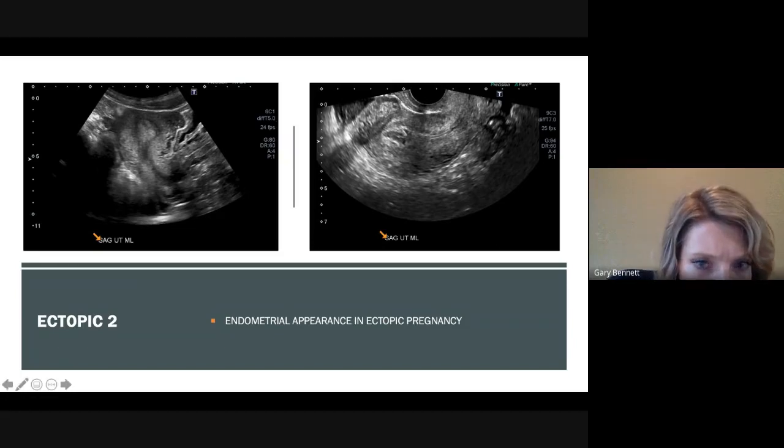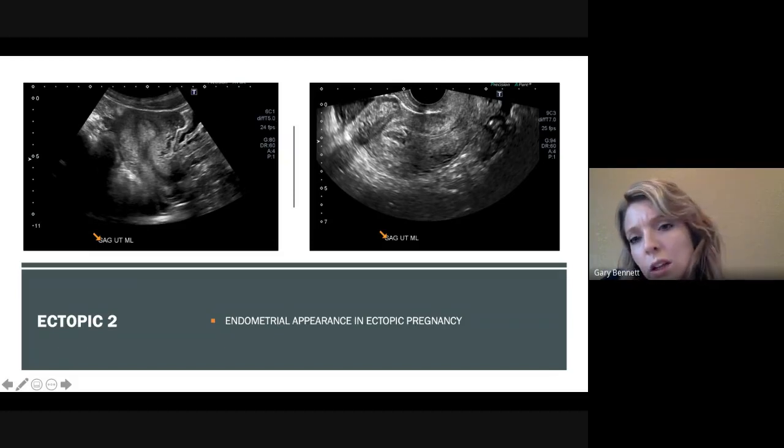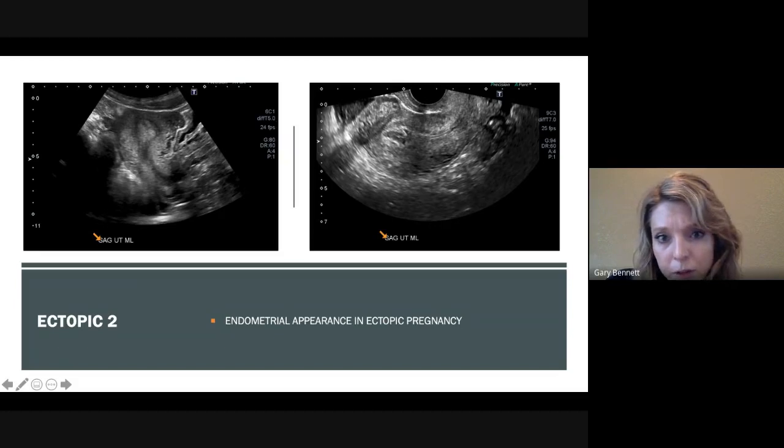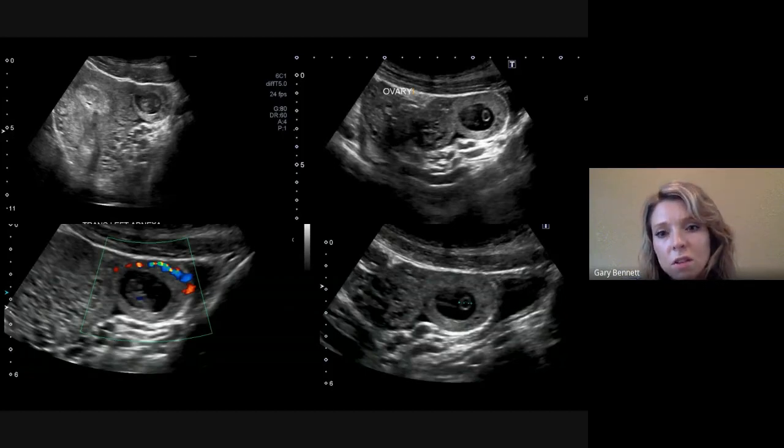I think it almost looks like there's a little bit of free fluid. Yeah, there is a little bit of free fluid down here in the cul-de-sac that just kind of got pushed down by this bowel sitting right here. Here's some more bowel. It's a little more clear in the EV image. You can see it right here at the top right of that little screen on the right. Just some free fluid in the cul-de-sac. So some more images of the same patient.